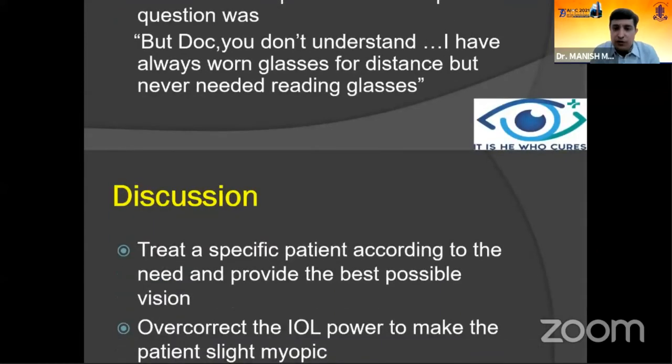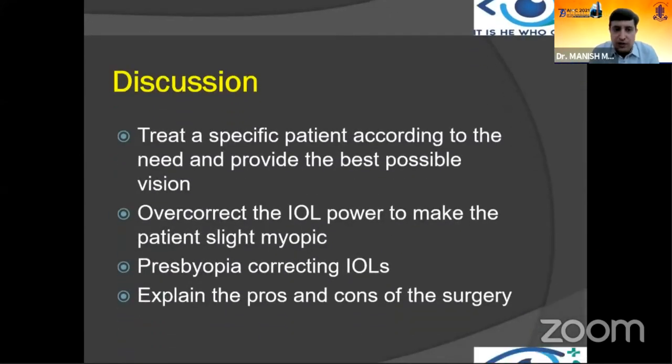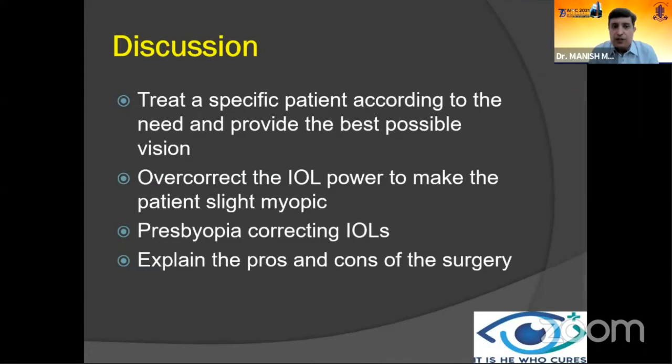So it is important to treat every patient individually, discuss with the patient, and provide the best possible vision. For these myopes, you should overcorrect the IOL power to slightly make them myopic so that they can read without their spectacles. You can even go for presbyopia-correcting IOLs in these cases. So it's important to give time to the patient and get to know what he really wants.